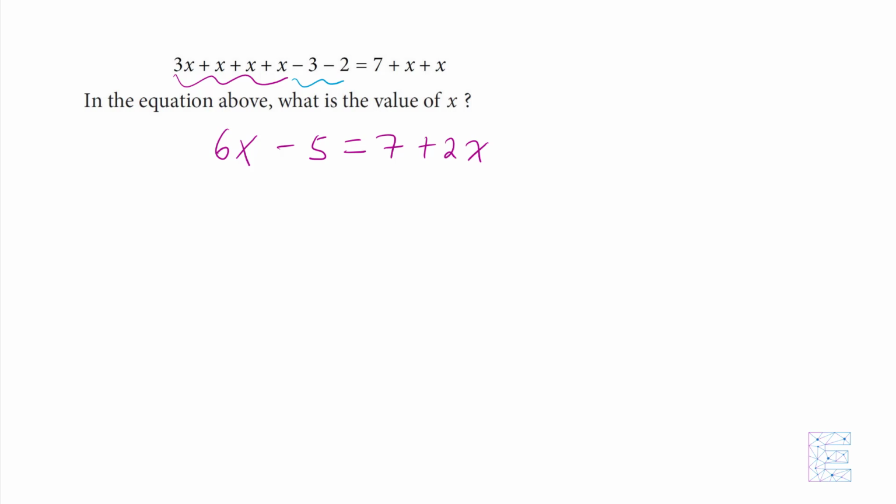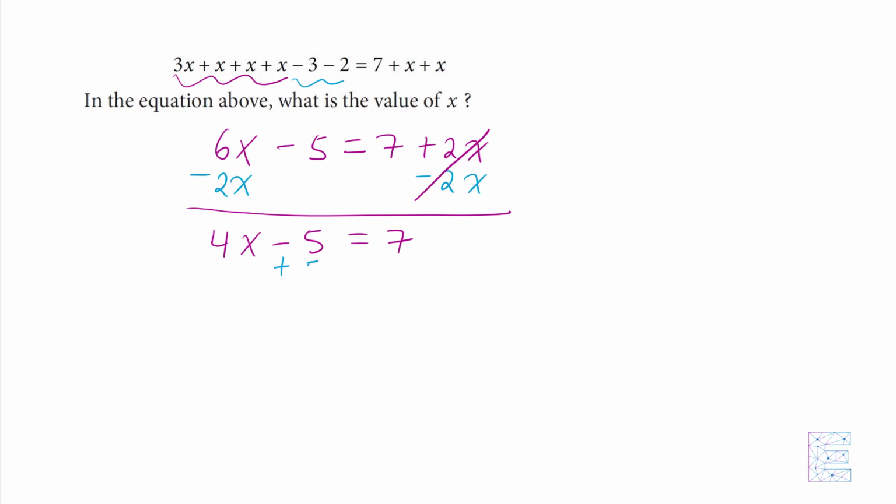Next, we just want to combine the like terms, bring the x's on one side, so it would be wise to bring this 2x to the left side by subtracting it from both sides. And we are left with 4x minus 5 equals 7 because these cancel out. So we are a step closer.